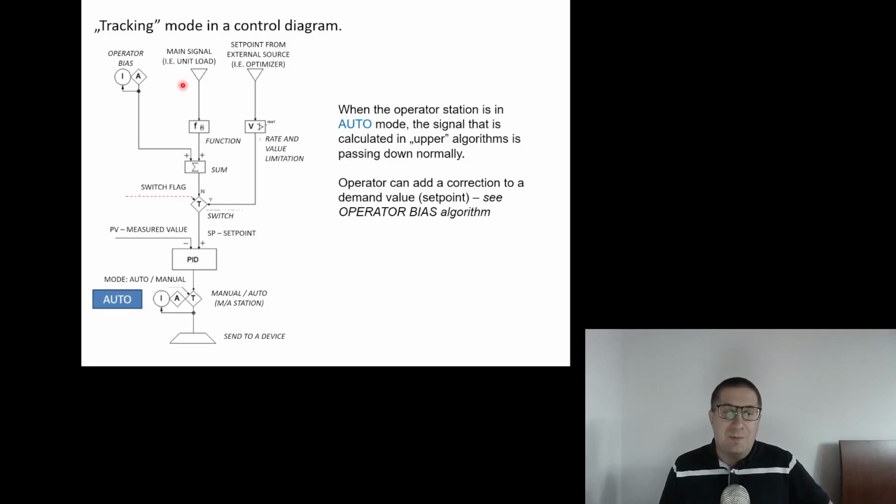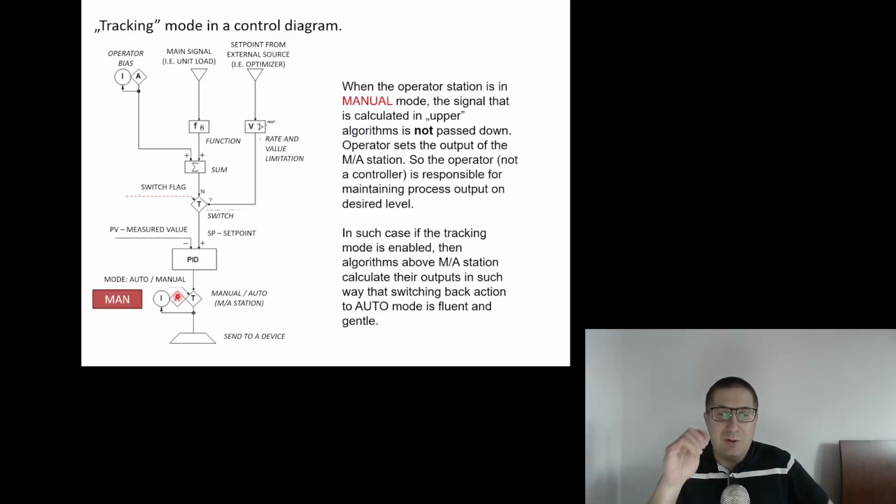However, if the operator switches to the manual mode here, right? So he has the operator graphic, he can click on the device and say, right now I will control this fan, right now I will control this engine, right now I will control this valve in the manual mode. In such a case, the control signal cannot be sent to the device from the PID controller, because the operator defines what value should be sent to the device.